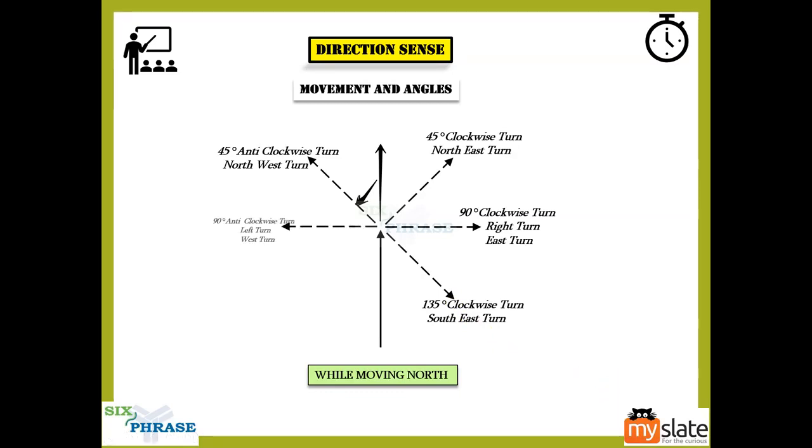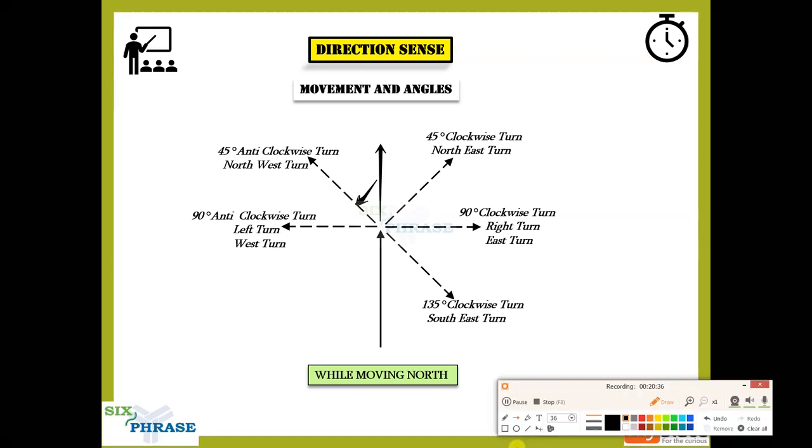Now this is a 90 degrees anti-clockwise turn. You could also call this the left turn, and you could also call this the west turn. Okay, so you have three names. Why do you call this the left turn, guys? While going north, this is left. While going north, this is right. So you can call this a 90 degrees anti-clockwise turn. You could call this a left turn. You could also call this a west turn.